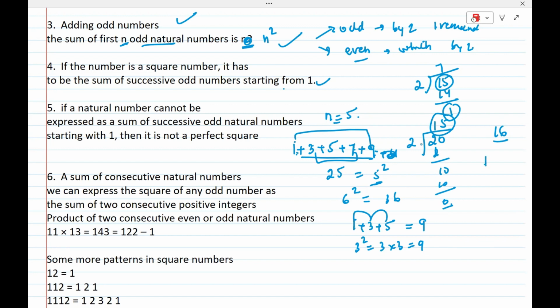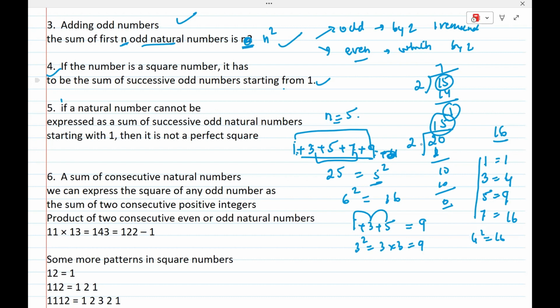Let's try. First odd number, the sum is 1. The second odd number is 3. The addition is 4. The next odd number is 5. So addition is 9. The next odd number is 7. So 9 plus 7 is 16. As I'm adding 4 odd numbers, the square will be 4 square, which is 16. And that is the fourth property.